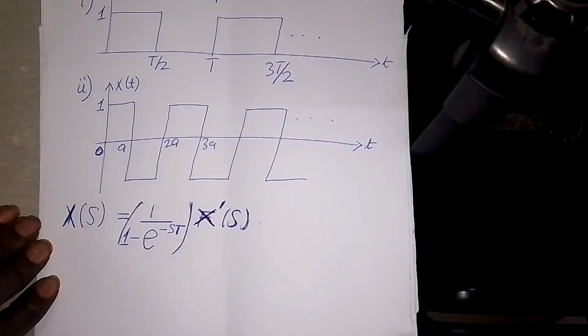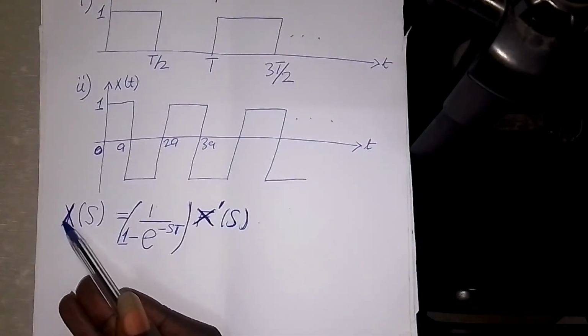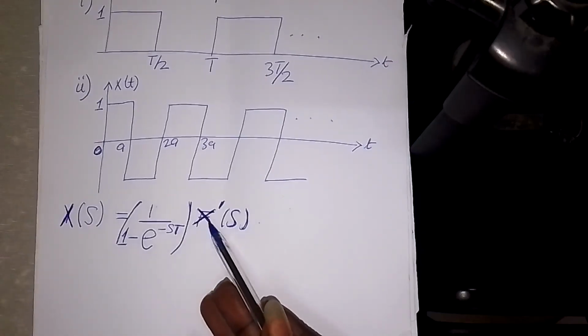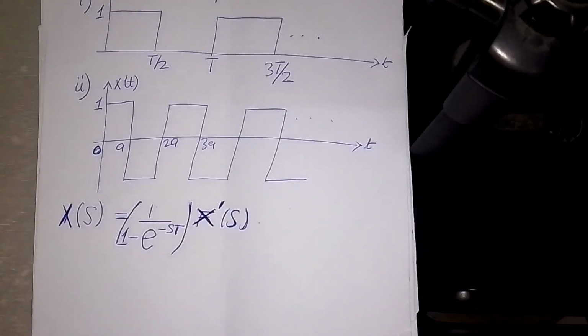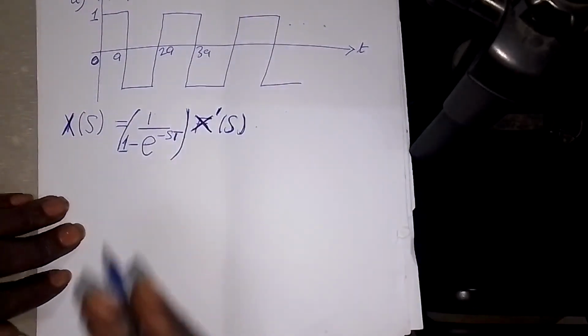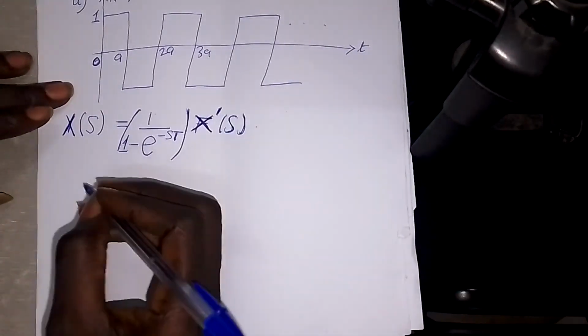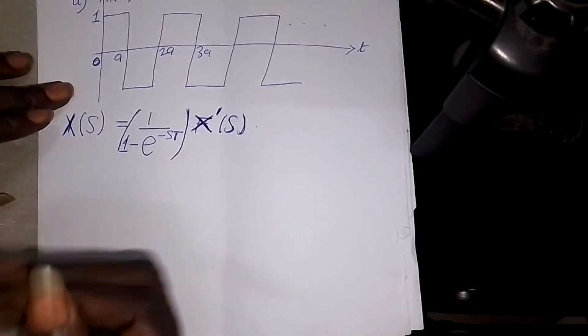After knowing this formula, let's do this. In some textbooks, they may replace this X by F. It's the same thing, the same Laplace transform. So let's get into this. I just hope you'll be able to see my pen. I have to use a pen because my markers got finished.